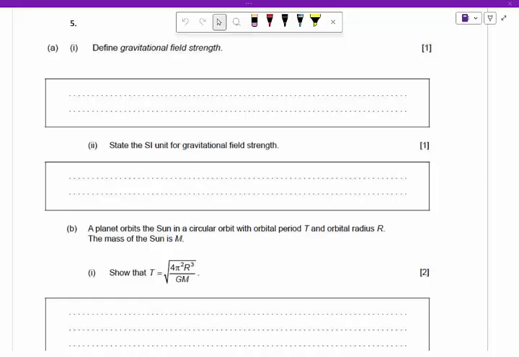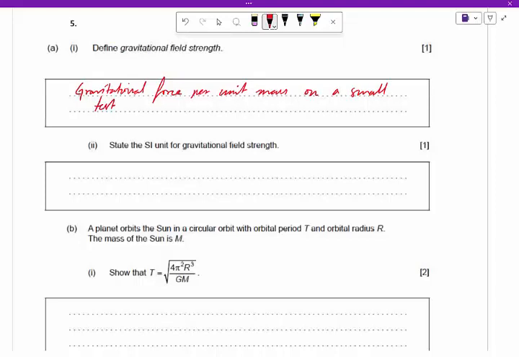Gravitational field strength is the force per unit mass on a small test mass. So we can say it's the gravitational force per unit mass on a small test mass.